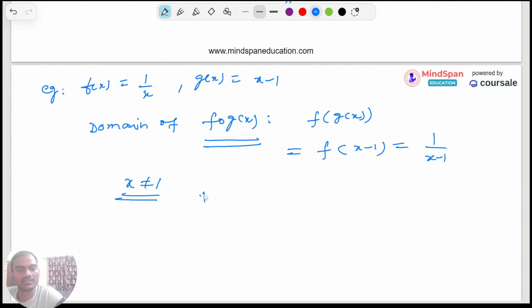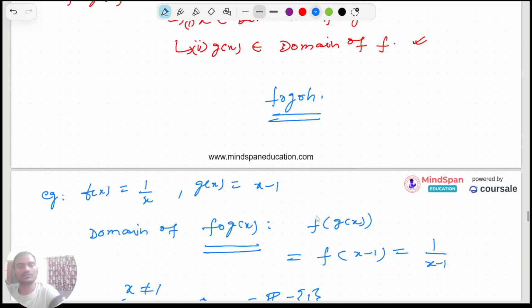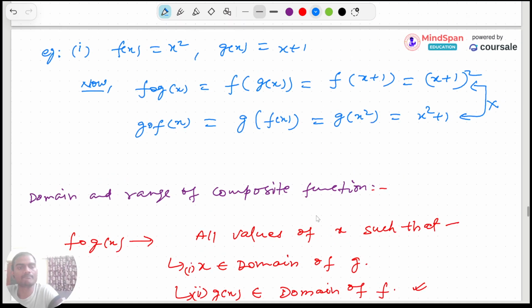So we can say that here the domain is R minus {1}. We cannot put 1 as an input, right? So this is what I was saying. For this composite function, I gave a basic introduction.